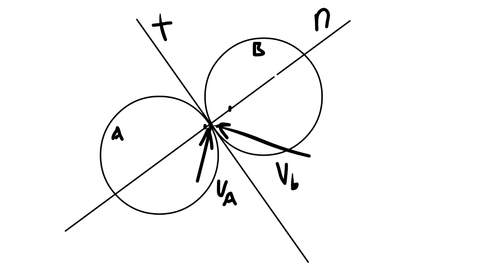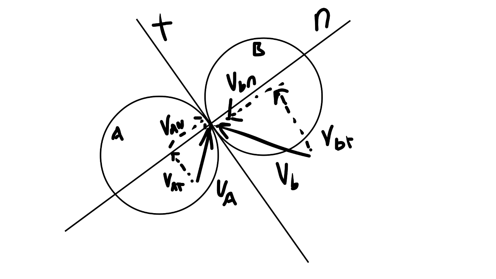We can split the initial velocities of each particle into components along these axes, so we have vAt, vAn, vBt, and vBn. We now consider conservation of momentum and impacts along each axis separate from each other. Notice that no impulses act along the t-axis. This means that the momentum of each particle is conserved along the axis.